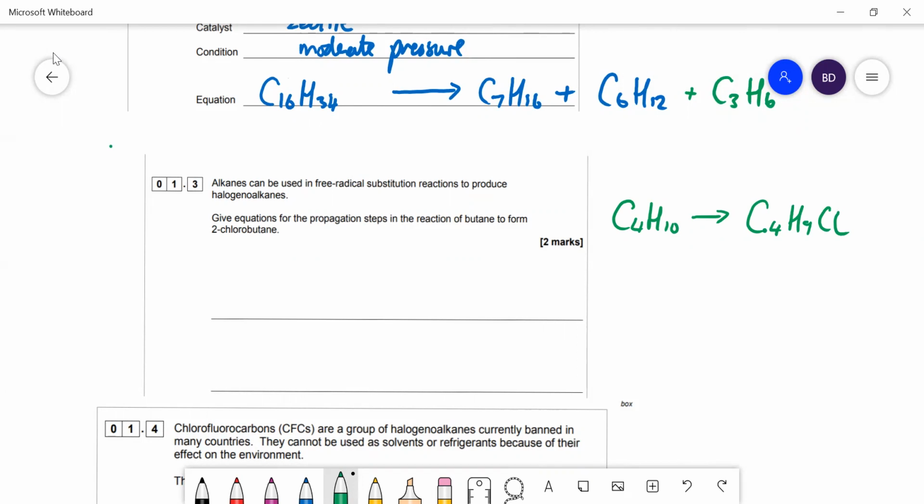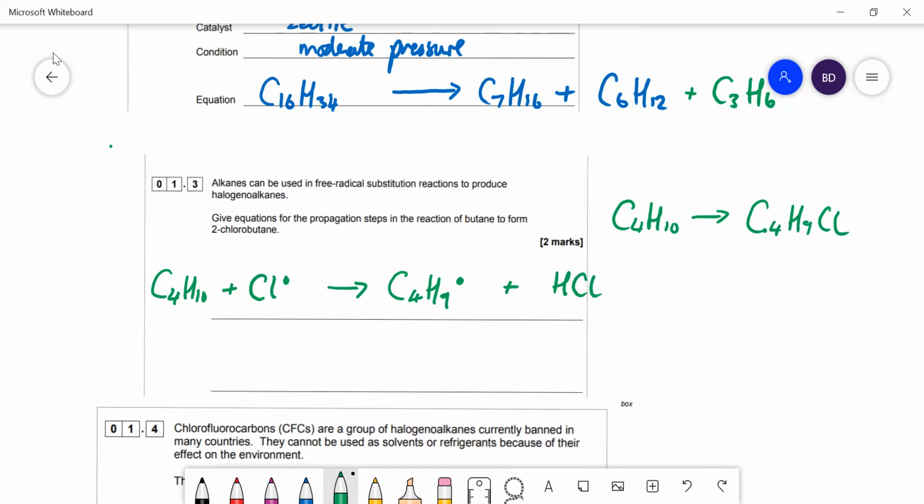So the first step in the propagation: C4H10 reacts with the chlorine free radical, which of course is made by the initiation step, where you split up a chlorine molecule. The chlorine free radical is going to grab a hydrogen off that, on position 2, but we'll just write C4H9, and that will leave a free radical behind and make HCl gas.